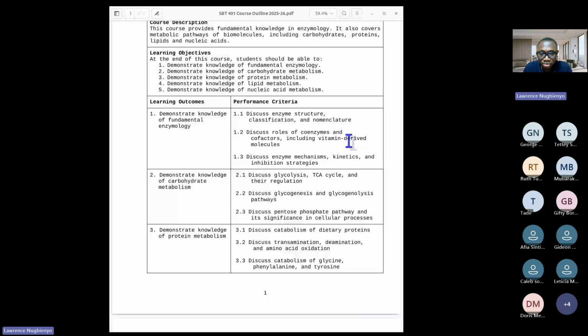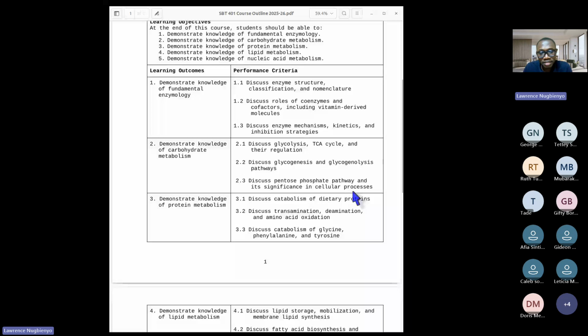Then we dive into the intermediary metabolism of the biomolecules. So we first take, say, carbohydrates and look at the processes of glycolysis, the TCA cycle or the Krebs cycle. And then we look at processes of glycogenesis, glycogenolysis, and the pentose phosphate pathway, or the hexose monophosphate shunt.